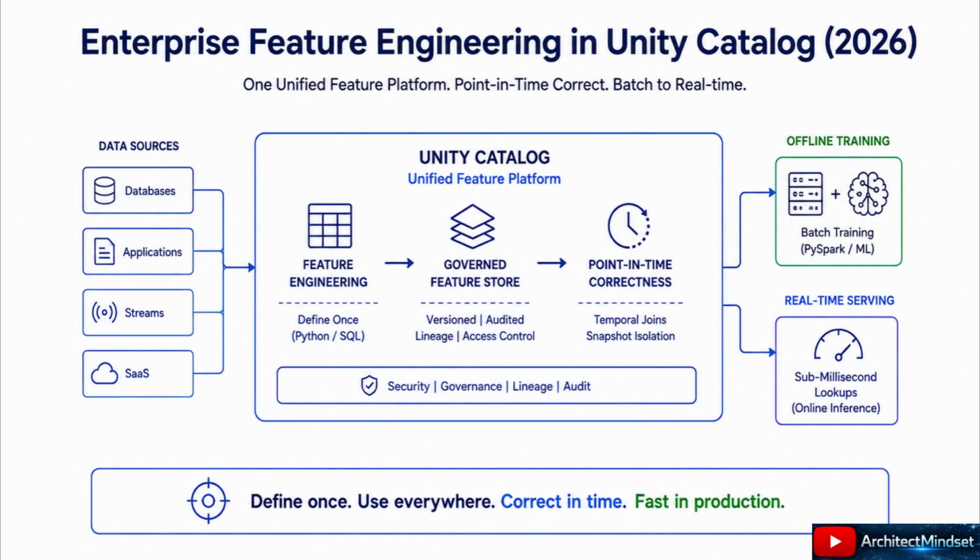In 2026, we don't write feature logic twice. Today we break down enterprise feature engineering in Unity Catalog, showing you how to build a unified feature platform that guarantees point-in-time correctness for offline training and sub-millisecond lookups for real-time serving.